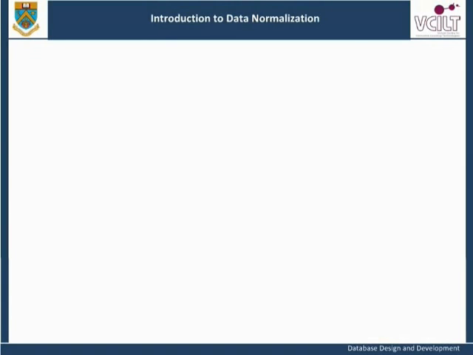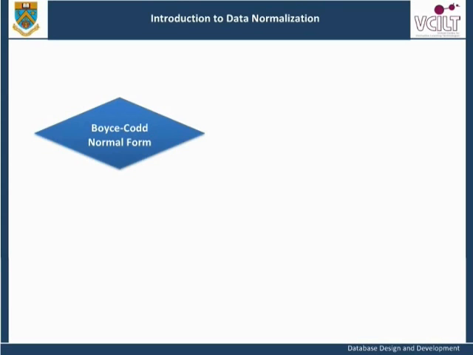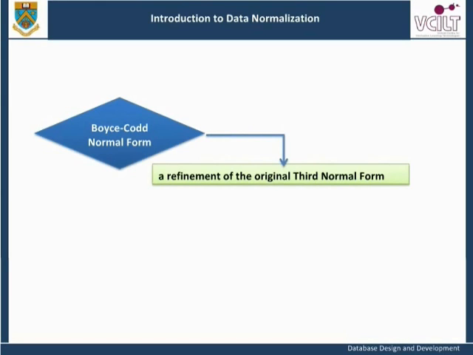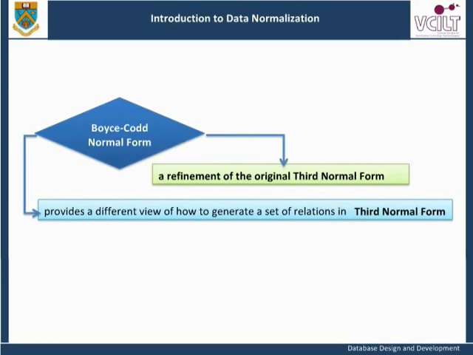In this concluding database design unit, we bring together a number of advanced aspects of database application design. It begins by extending the coverage of data normalization in an earlier unit, describing Boyce-Codd normal form, which is a refinement of the original third normal form, and provides a different view of how to generate a set of relations in third normal form.